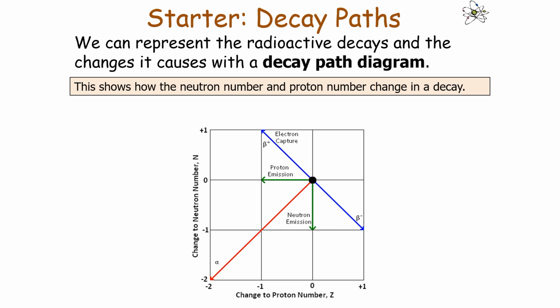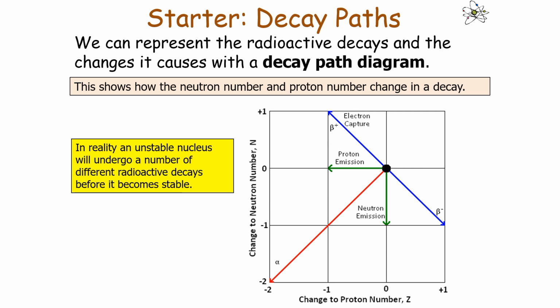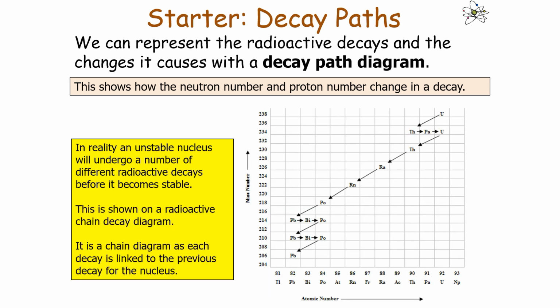Now, we can represent all these different decays, whether it be alpha or beta or electron capture or neutron emission, proton emission, internal conversion, with a decay path diagram. This shows how the neutron number and proton number change in a decay. In reality, an unstable nucleus will undergo a number of different radioactive decays before it becomes stable, and we can show this on a radioactive decay chain diagram, where each decay is linked to the previous decay for that particular nucleus.